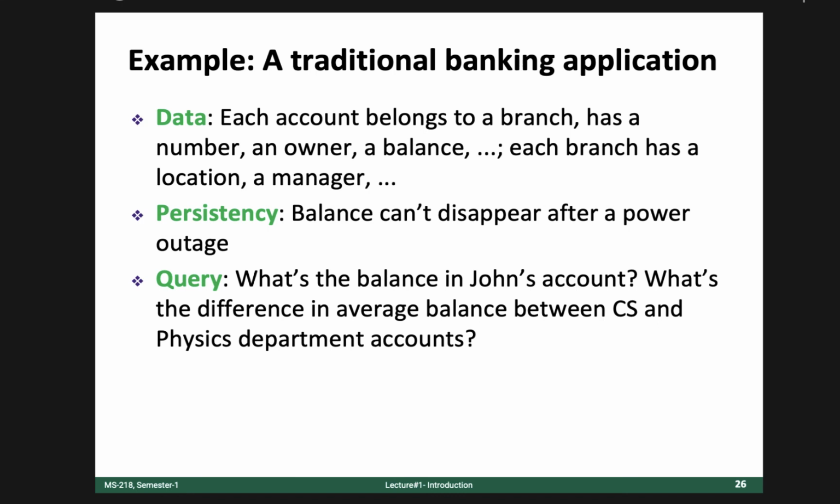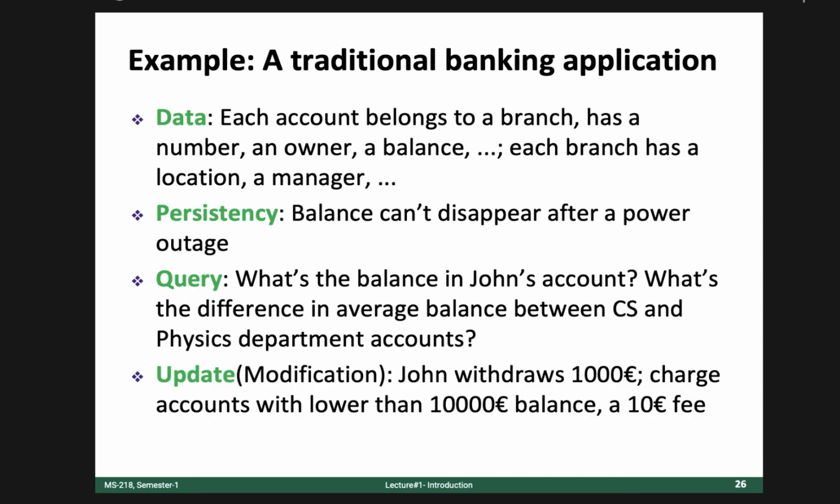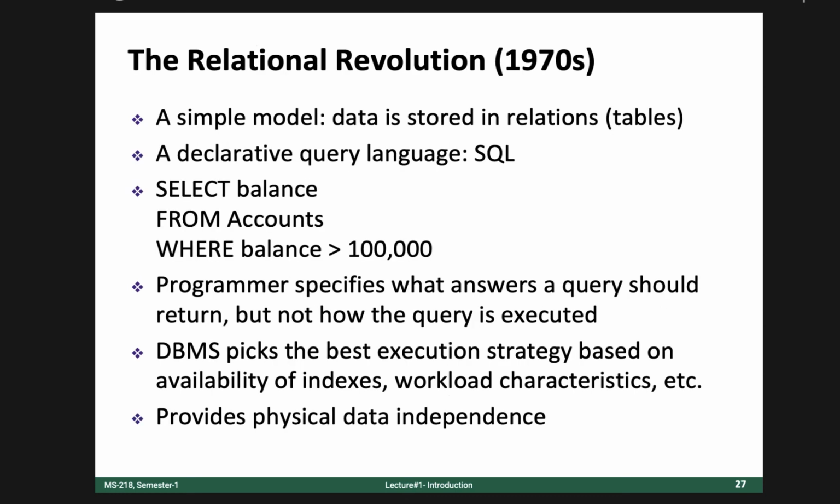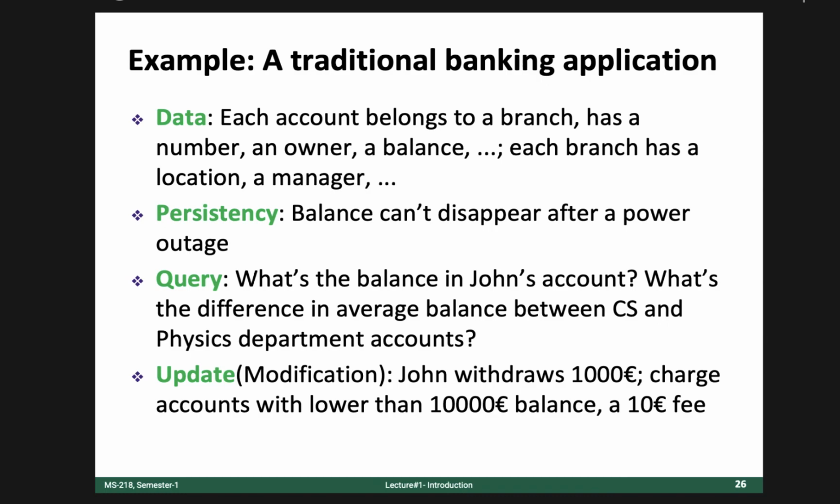So you can query, what's the balance in John's account? What's the difference in average balance between CS and physics department accounts? People are doing some analysis, right? And if someone draws 1,000 euro from his or her account, then obviously they have to subtract that amount. And before that, they have to check whether the balance is available or not, right? So this is update. These are traditional banking applications. I think we can stop here.